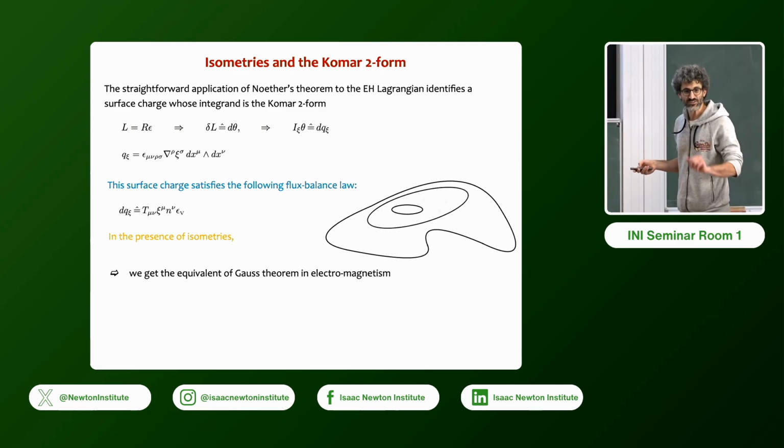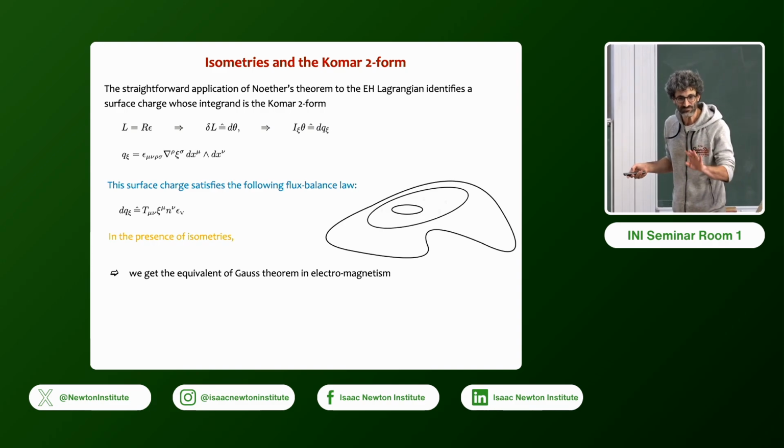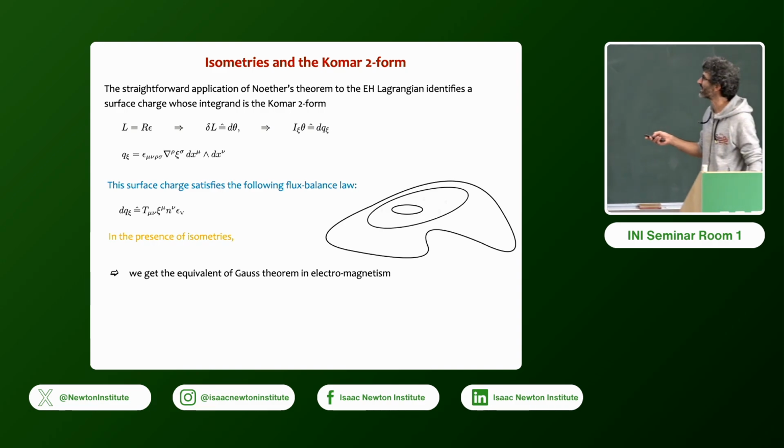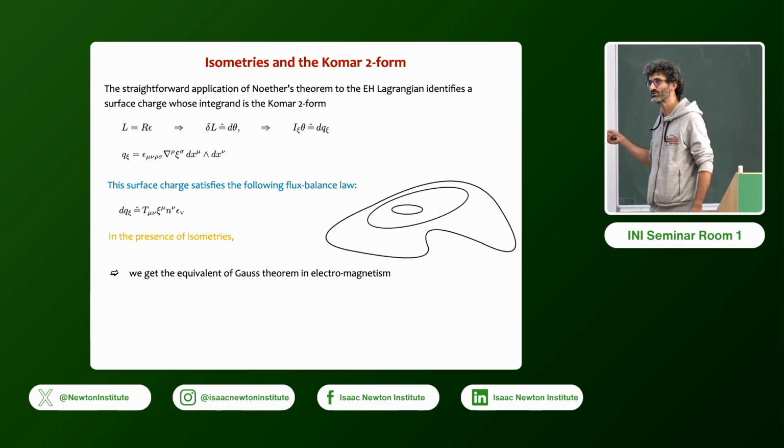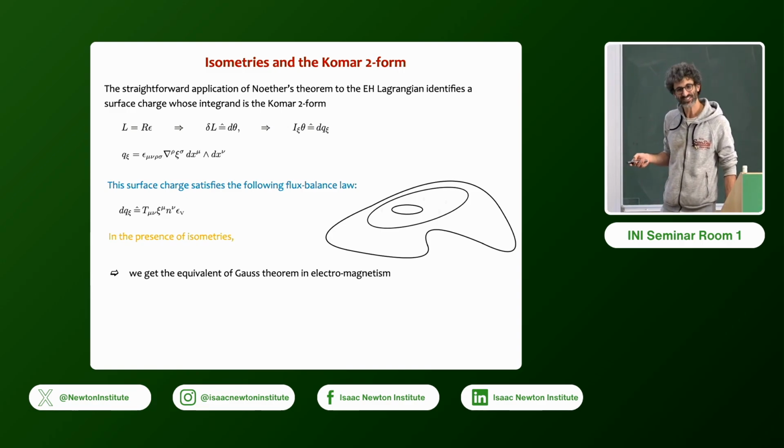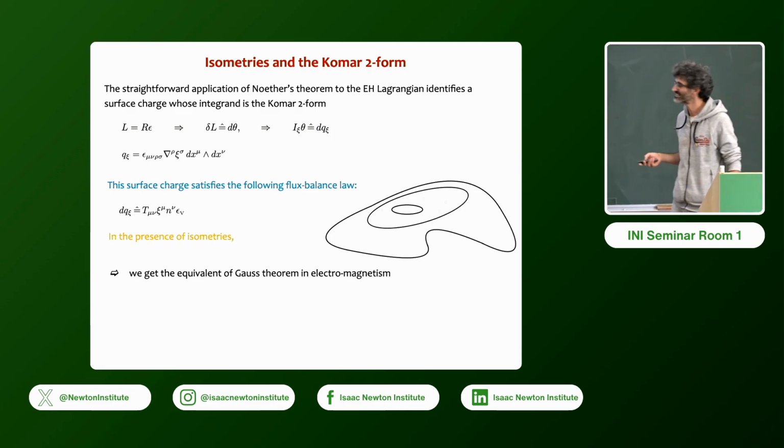So let's say it's trace-free T, the trace of T is 0. Otherwise you get T bar. Otherwise you get T mu nu minus 1 over alpha G mu nu T. Yeah, because you get the Ricci tensor. Yes, absolutely. Okay, sorry.